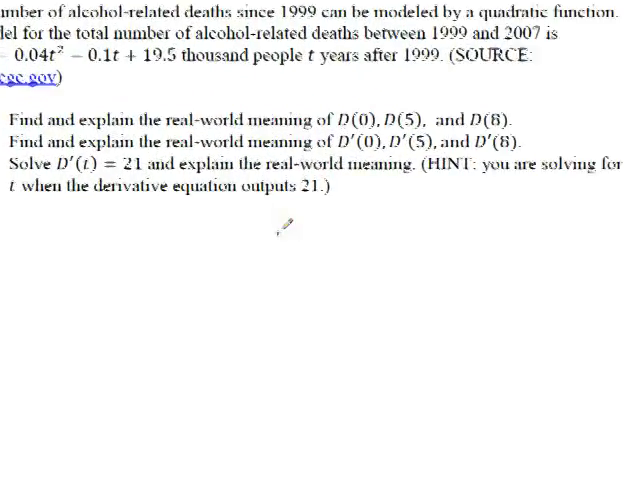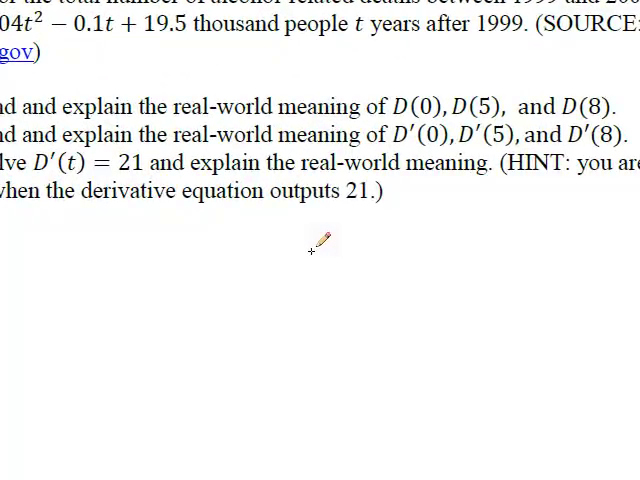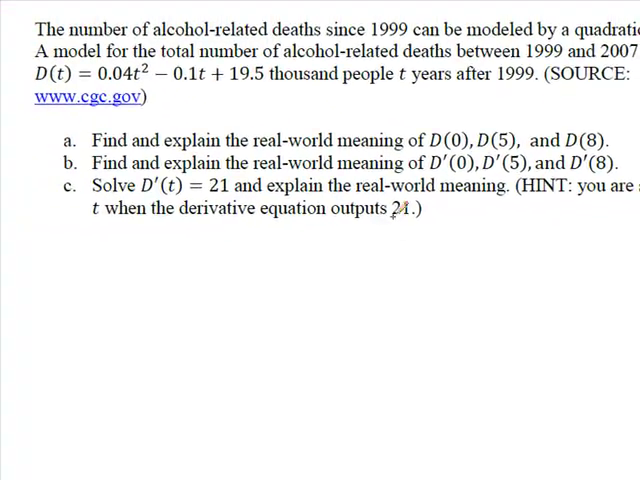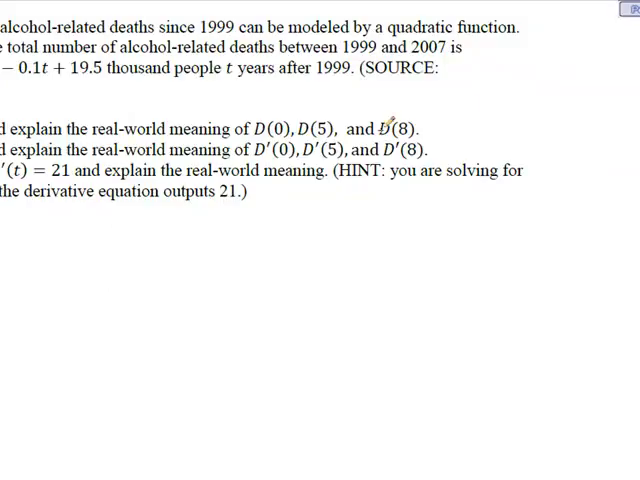In this problem, we're looking at the number of alcohol-related deaths in the United States since 1999, and we have here an equation that allows us to model that. This is based on the Center for Disease Control and Prevention data, i.e. the CDC. So the first question we're asked is to do some interpretation. We're going to find and explain the real-world meaning of D of 0, D of 5, and D of 8. And rather than compute these by hand, we're going to do it in the calculator.